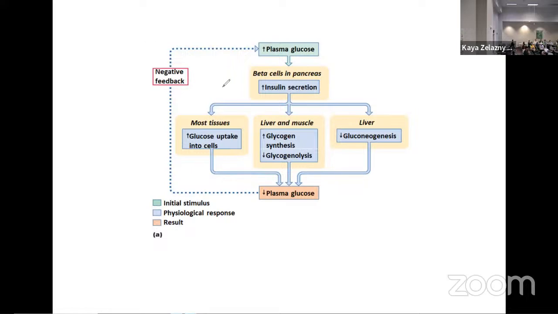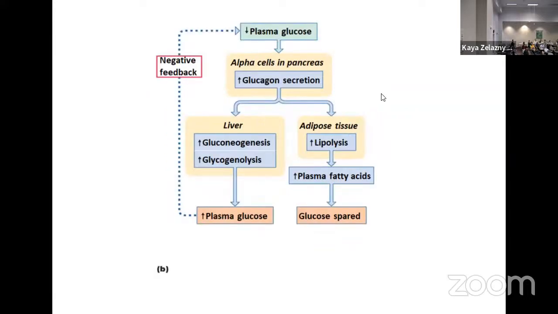So let's do it for glucagon then. All right, glucagon is just the opposite. Glucagon is for the post-absorptive state, so we are going to be trying to keep our glucose levels up. Our initial stimulus for releasing glucagon from our alpha cells in the pancreas is when we notice a drop in glucose.